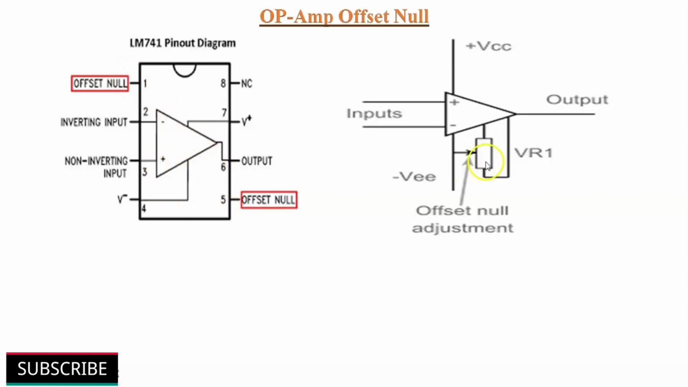The offset null adjustment requires a potentiometer with its wiper connected to the negative supply or 0 volts of the operational amplifier. It is necessary to check the datasheet for this. The value of this potentiometer may be around 10 kilo ohm to 100 kilo ohm. We must understand the circuit design and also check the datasheet for the most suitable value.